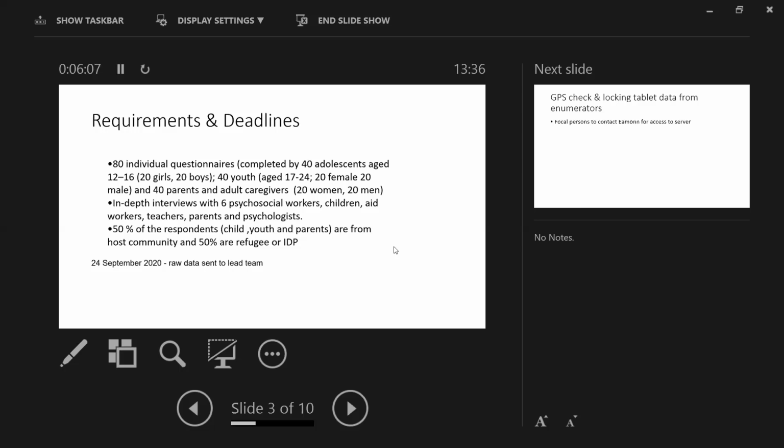So basically, the deadline put in our terms of reference was the 24th of September to send all the raw data to the lead team. I have maybe one exception, which is the Lebanon team, because they joined us later. So I said maybe they can have up to the end of this month to collect all the raw data. Do you have any questions or any concerns about this deadline?